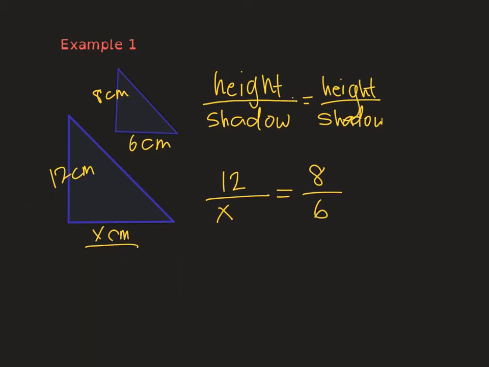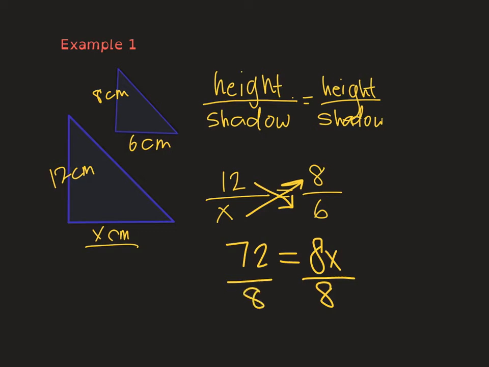All right, the next part of solving a proportion is to cross multiply. So 12 multiplied by 6 is going to be 72. Don't forget the equals. And then x multiplied by 8 is 8x. Now we have a one-step equation here where we need to get rid of the 8. And since 8 is being multiplied by x, we divide both sides by 8, and we get x equals 9.